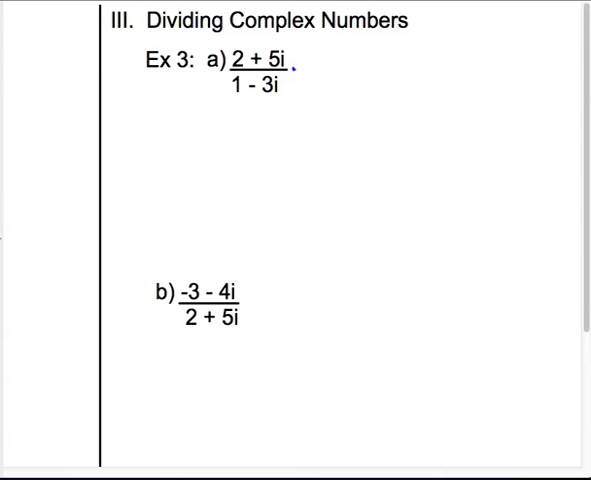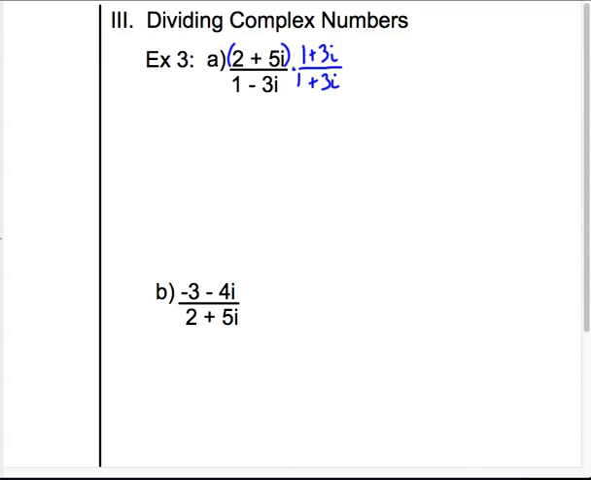The way that we do that is we multiply by the complex conjugate. Remember, the complex conjugate is the opposite of the imaginary part. And what we're looking at is getting i out of the denominator. So we're looking at the complex conjugate of the denominator. Whatever you do to the denominator, you do to the numerator. So we multiply the numerator by the same thing, by the complex conjugate of the denominator.